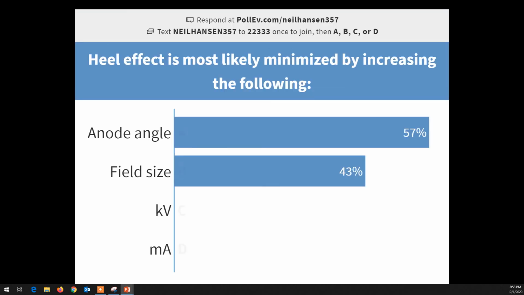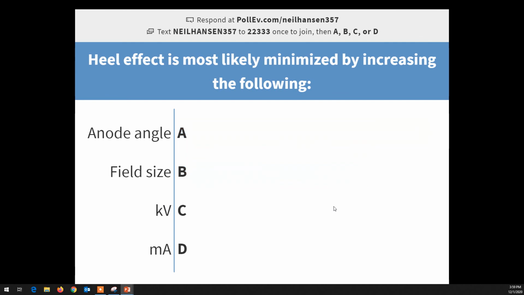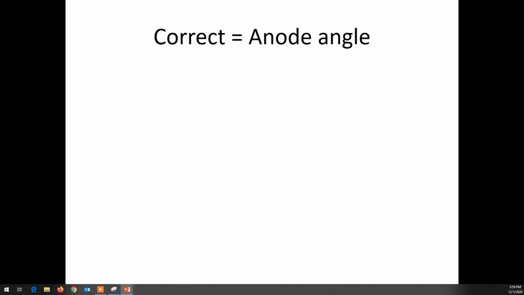The heel effect is most likely minimized by increasing the following. So here's where I'm really embarrassed because I did pause the video, I cleared out all the answers, and now I just don't know why it's still on there. So I'll do it again. All right, I'm back. So now you don't know the answer, I guess. Honestly, I'll go back and edit this out later. I say that knowing that this is taking a long time to make these videos, so I'm not going to do that. But I'll just say that the correct answer is the anode angle, the anode angle.